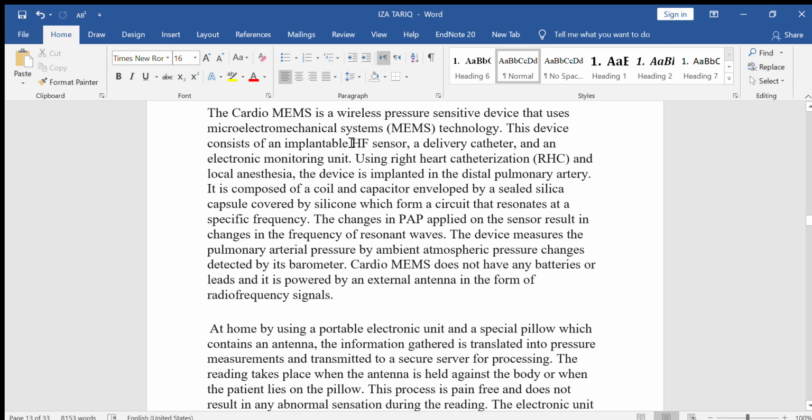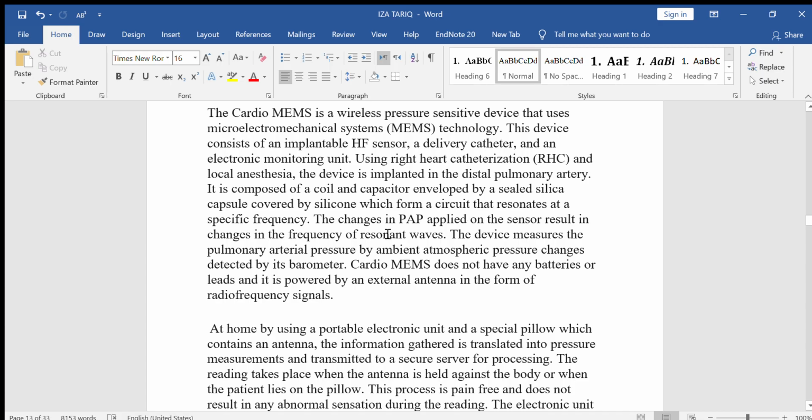This device consists of an implantable heart failure sensor, a delivery catheter, and an electronic monitoring unit. Using right heart catheterization and local anesthesia, the device is implanted in the distal pulmonary artery. It is composed of a coil and capacitor enveloped by a silica capsule covered by silicone, which forms a circuit that resonates at a specific frequency.